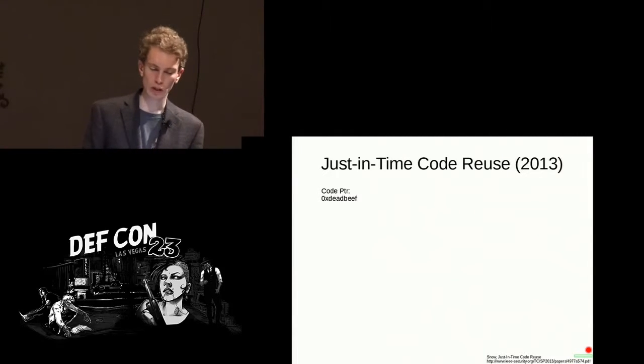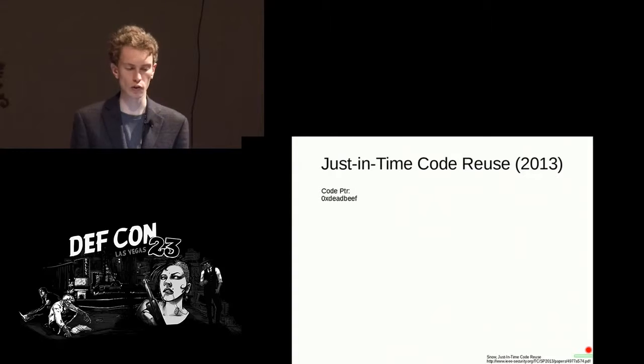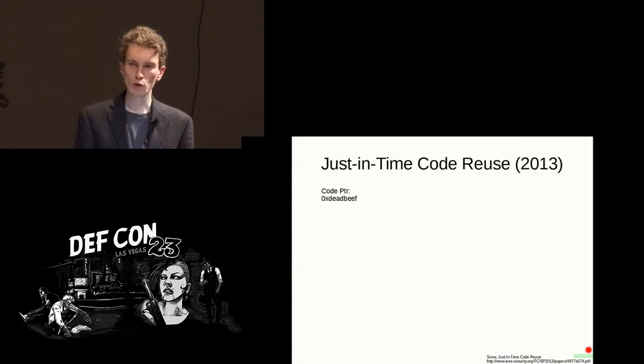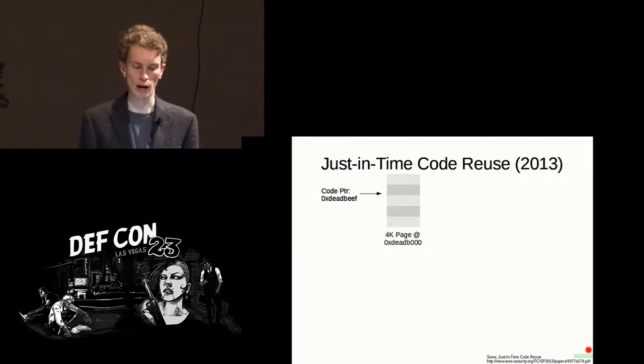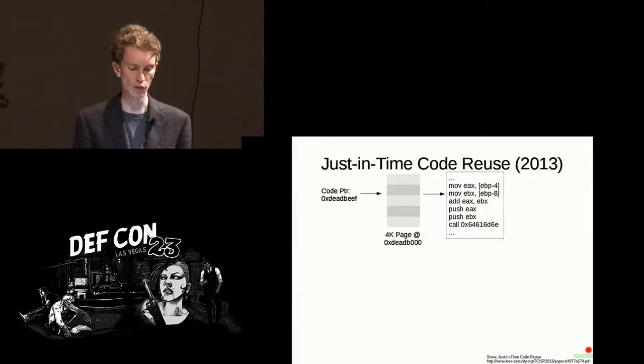But what these guys did was really clever. Let's say they find a single code pointer at address deadbeef. They observed a very interesting fact. The first thing is that if they chop off, or zero out, the bottom 12 bits, they know that they have a 4 kilobyte page of code. What they then did at runtime was disassemble this page and look for assembly instructions that included absolute jump offsets or absolute call offsets. So in this case, we have this call to 6461 6D6E, and they would find some handful of these absolute addresses.